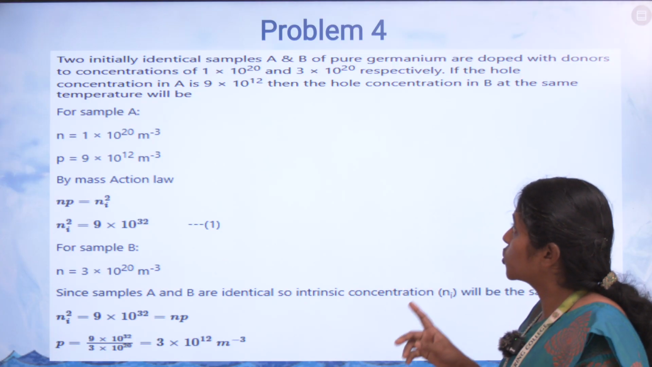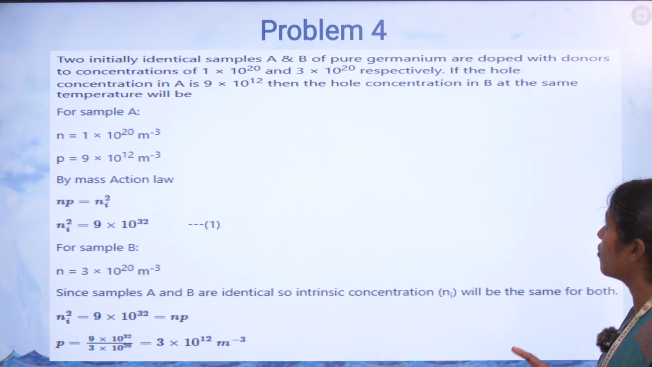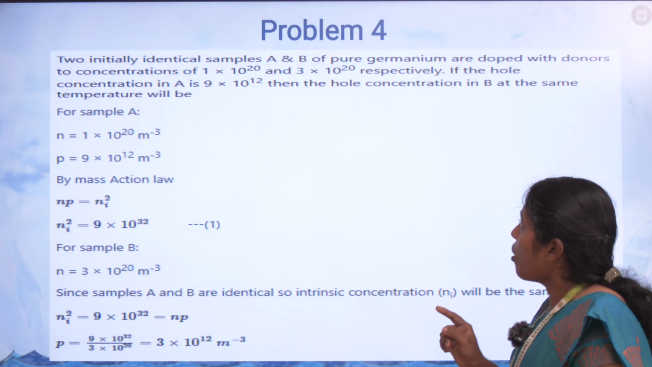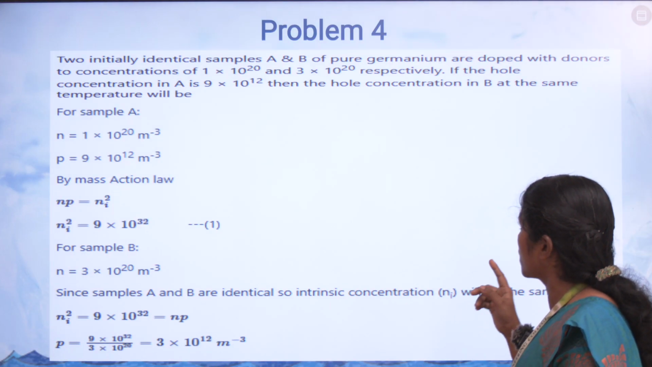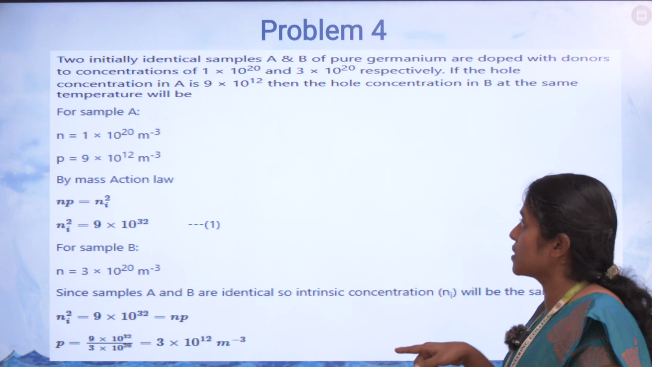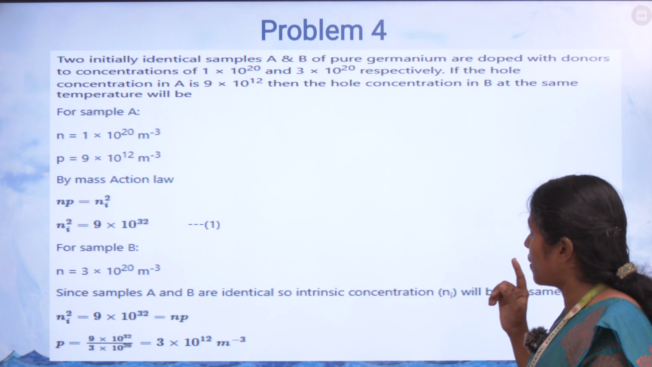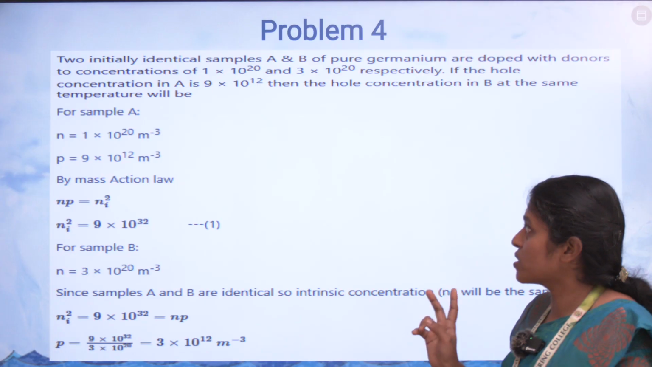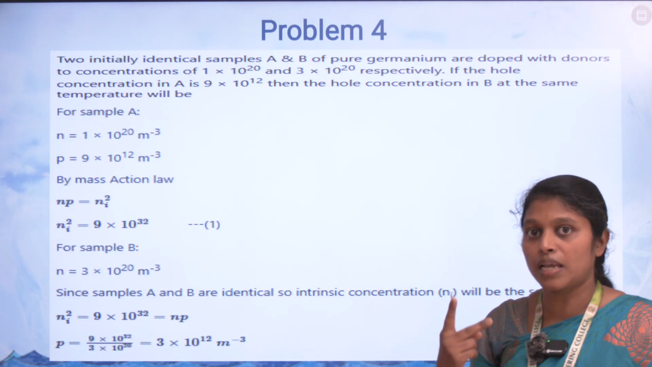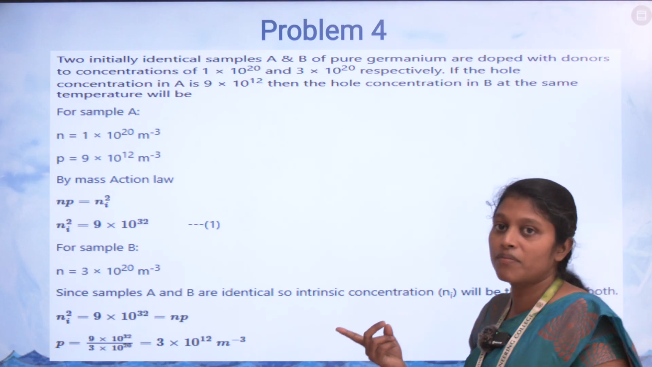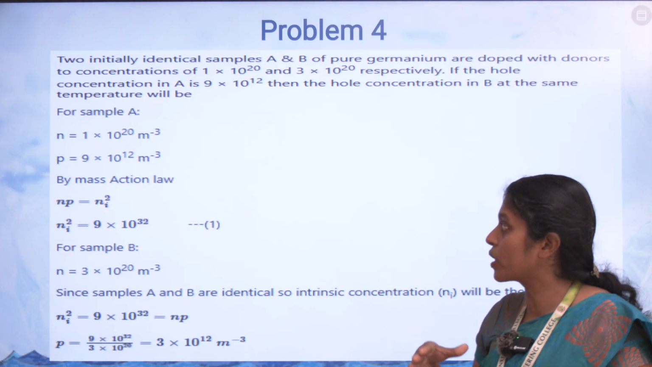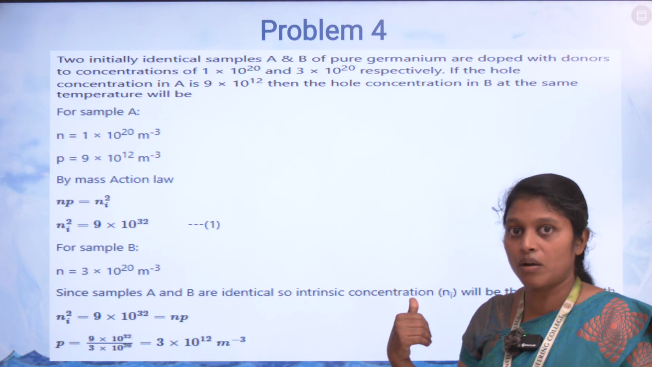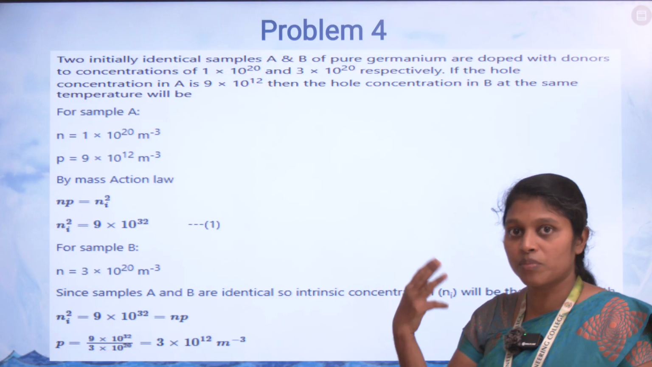So first problem: two initially identical samples A and B of pure germanium are doped with donors to concentrations of 1 into 10 to power 20 and 3 into 10 to power 20 respectively. If the hole concentration in A is 3 into 10 to power 12, then the hole concentration in B at the same temperature will be? So here in this question we can understand that they are taking two samples, and in sample A both holes and electrons are given, whereas in sample B the concentration of the hole is missing. So we have to calculate from sample A.